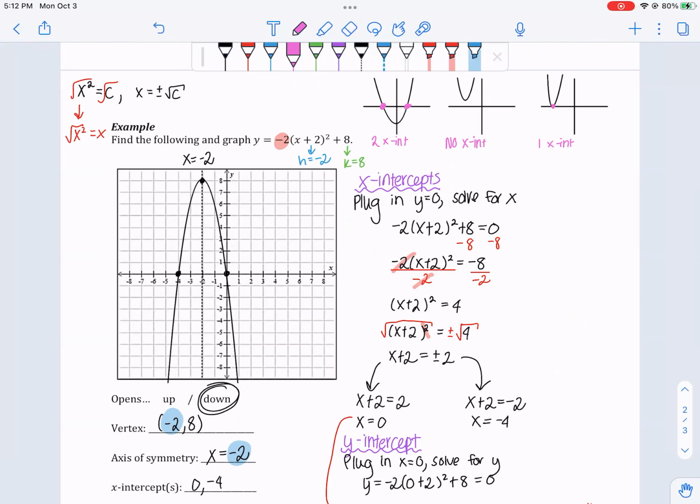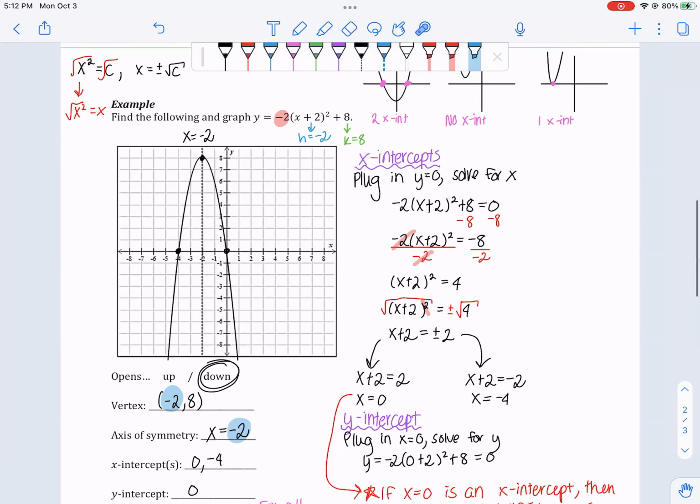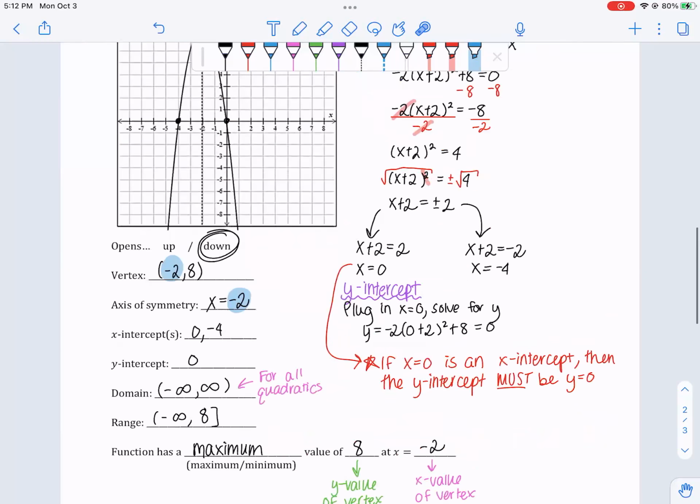Now, on Alex, if you were graphing something like this, you would also have to graph another 2 points using the axis of symmetry. You could plug in x equals -1, and it should give you 6, and then you could plot another point. I'm not doing it on this problem. This was enough for it.